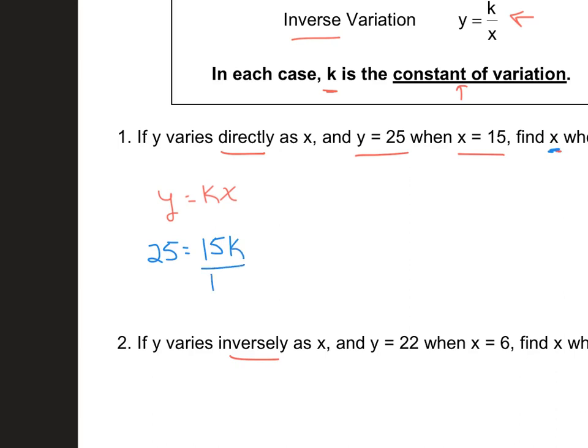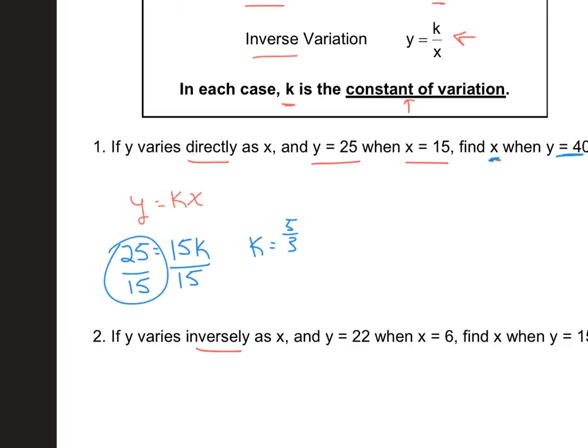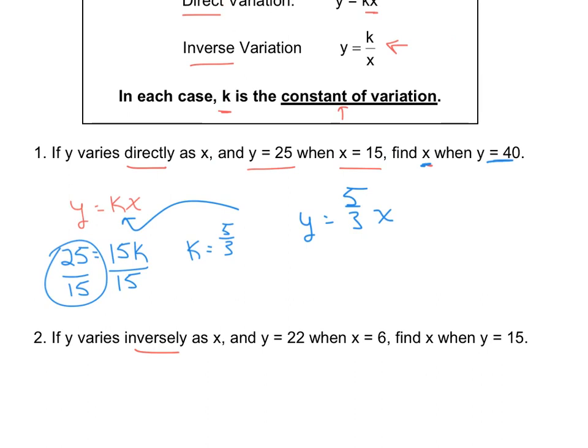Either way, I'm going to solve for k by dividing by 15. And yes, you're going to get fractions here a lot. And you end up with k equals 25 over 15, which when we simplify, and you definitely will want to simplify, is 5/3. Okay? Now, I know what k is. I'm going to plug it in. Y equals 5/3 x. And now I've got my equation and I can solve the rest.